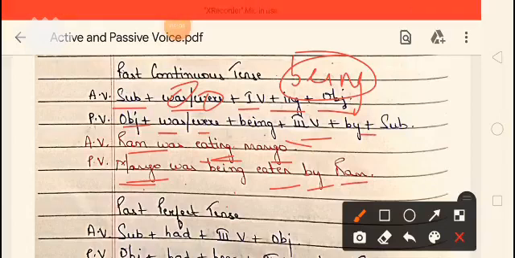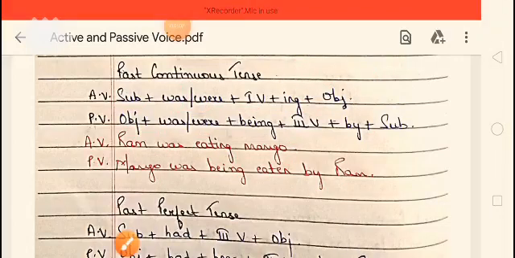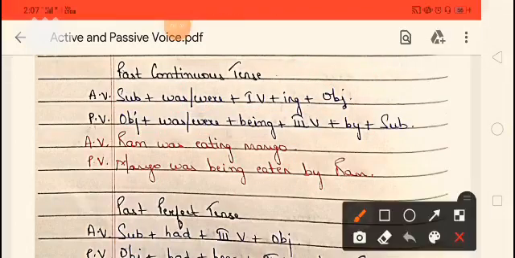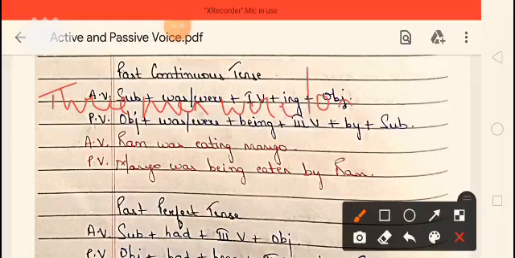For example, if I say that three men were loading the truck.